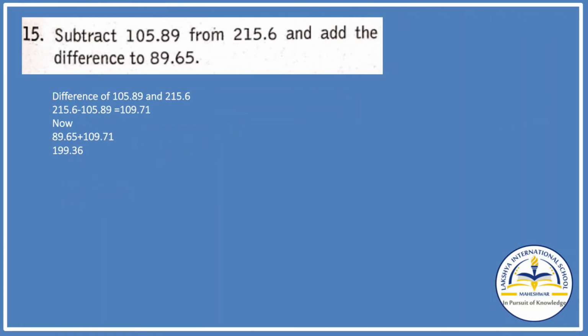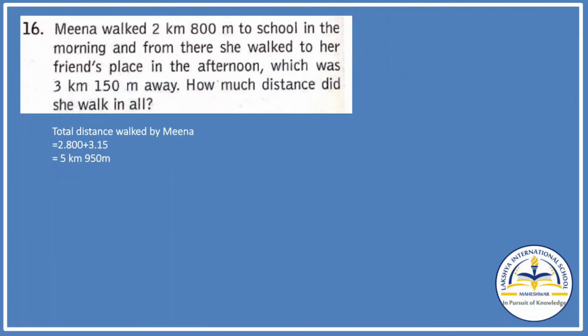Now question number 15. Subtract 105.89 from 215.6 and add the difference to 89.65. So you have to first subtract 215.6 minus 105.89. You will get 109.71. Now you have to add 89.65 to 109.71. Then you will get your final answer, that will be 199.36.